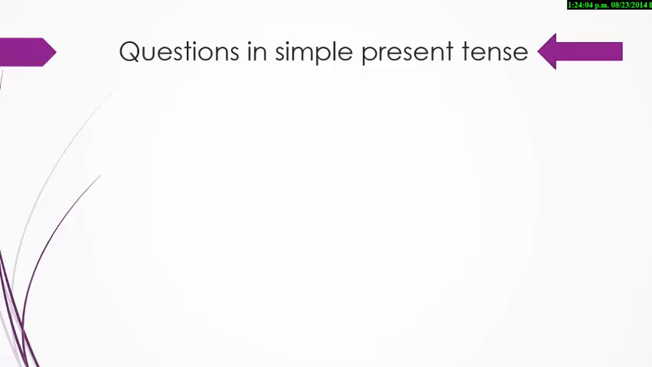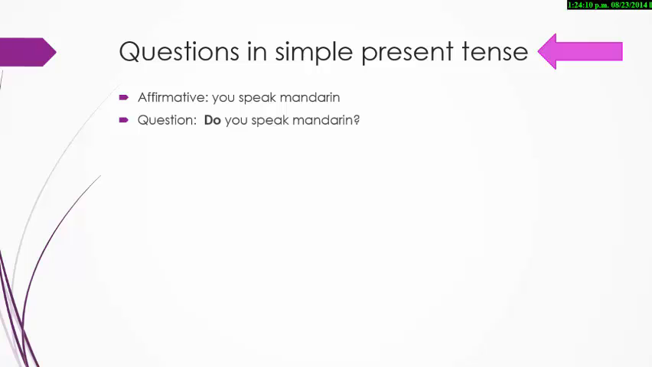Questions in the simple present tense. Affirmative: You speak Mandarin. Question: Do you speak Mandarin? Affirmative: He speaks French. Question: Does he speak French? To make a question in English, we normally use do or does. It has no translation in Spanish. Do is essential to show we are making a question. It is normally put at the beginning of the question.